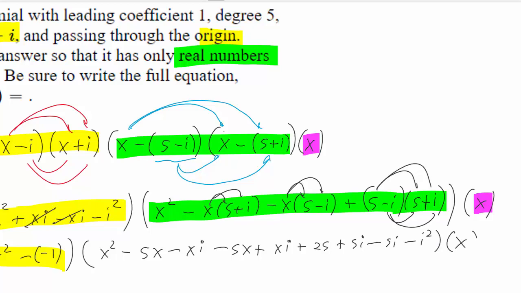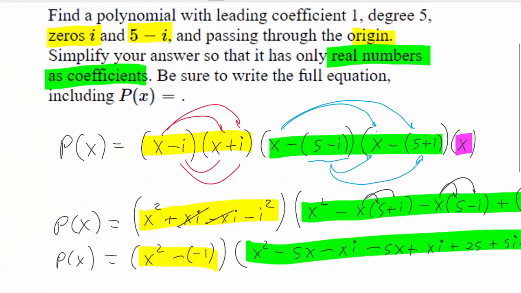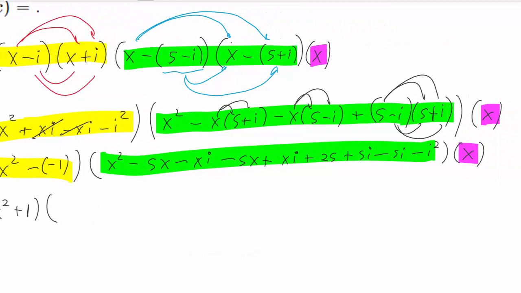And then this whole thing again will be times x. So this is all still my green. It's getting big. It's about to get smaller though, so that'll be good. All right, and then that's my purple. All right, so finishing off here, and the yellow here, the negative negative makes a positive, so we're left with x squared plus 1 times. Now, let's combine like terms.